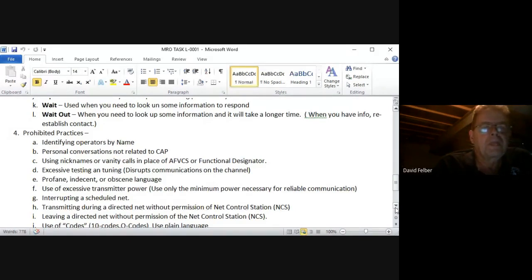Our VHF radios will only run 50 or 25 watts. Use the minimum power necessary for reliable communications.